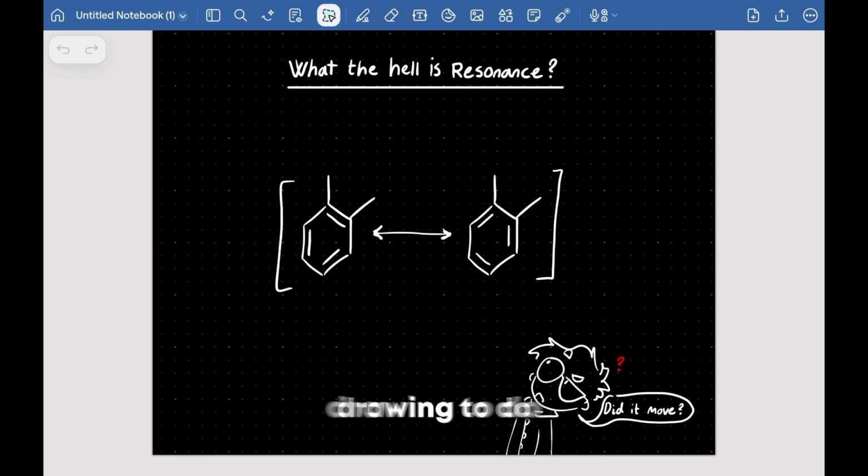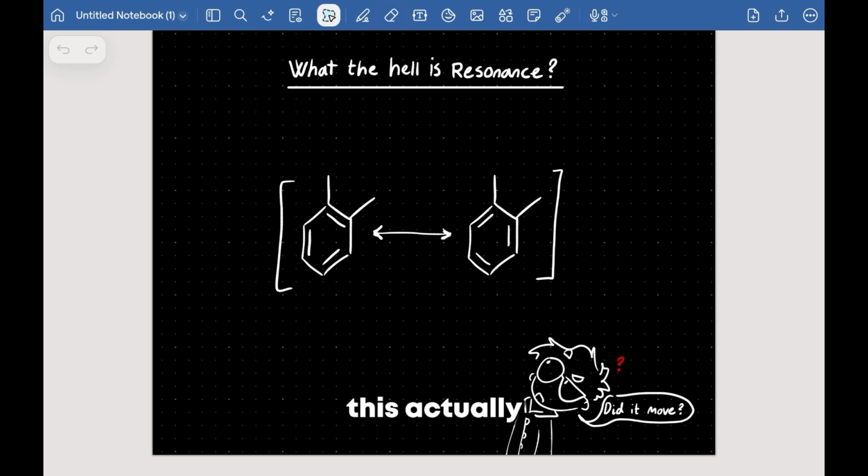Instead of forcing one drawing to do all the work, we use multiple drawings to represent one single molecule. These drawings are called resonance structures. Then we take all those drawings and mentally mash them together into one real molecule. It's like chemistry's version of combine all the clues and see the full picture.